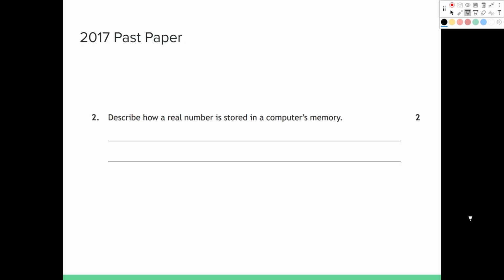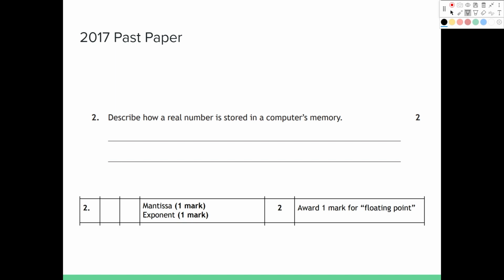Another question that's come up in a past paper: describe how a real number is stored in a computer's memory. 2 marks, so that should be telling you there are 2 things you should be mentioning. What 2 things do we know that relate to real numbers? The mantissa and the exponent. There you go. If you said floating point or using floating point representation, that only gets you 1 mark, as you can see there.